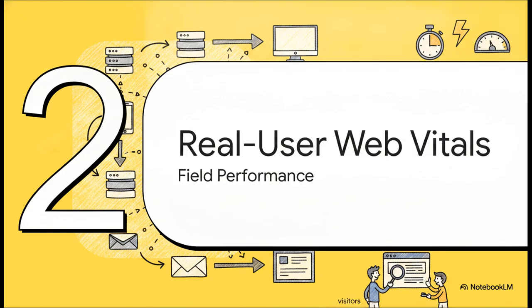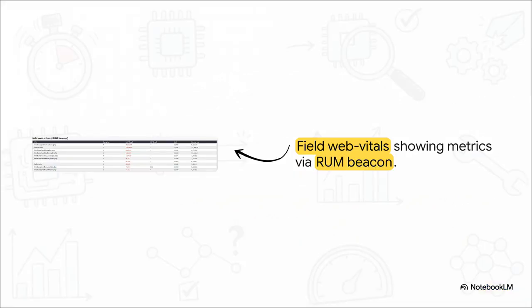Moving right along to Section 2, Real User Web Vitals. Let's talk about actual field performance. Okay, so we now have real user monitoring, or RUM. There's this incredibly lightweight script that collects field web vitals directly in your visitor's browser. It's measuring things like largest contentful paint, interaction to next paint, and cumulative layout shift. It then securely posts these back via a beacon endpoint and attaches them directly to your stored profile.